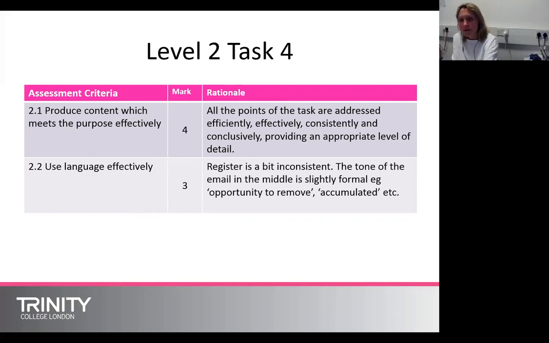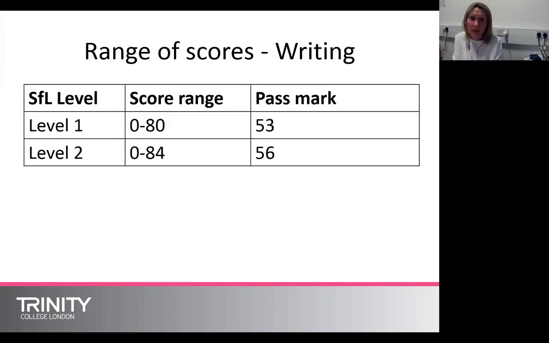So how do we know whether the candidate passed or failed? Level 1, the maximum marks the candidates can achieve is 80. At level 2, it's 84. And these are the pass marks. So if they scored 53 at level 1, 56 at level 2, they pass the writing exam. So they might have a task that is slightly weaker, balanced by another task that is slightly stronger, and then they achieve and they pass.